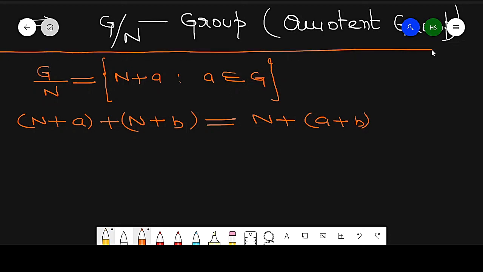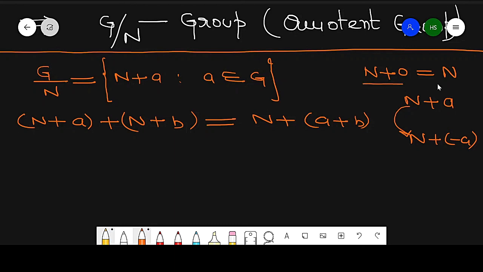And second, what is the identity of G/N? The identity is N plus 0, which is N. So what is the inverse of N plus a? The inverse of N plus a is N plus (minus a). So remember that its inverse is this and its identity is this. The identity under addition is simply N, so N plus 0 is again N. So this is the identity of this, and this is called a quotient group.